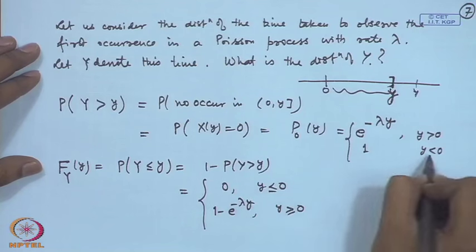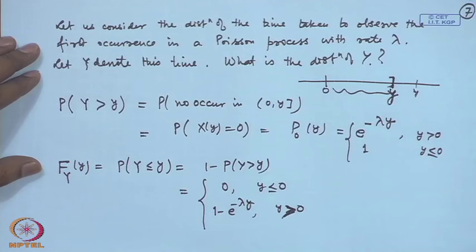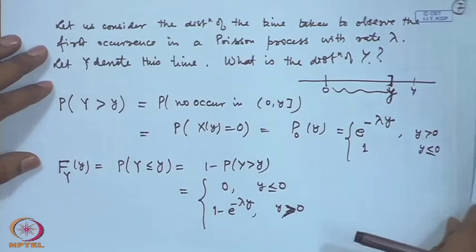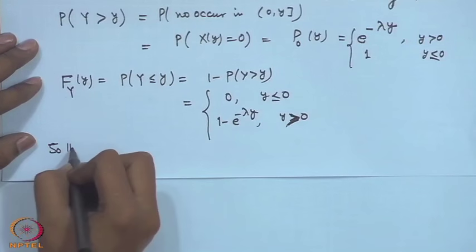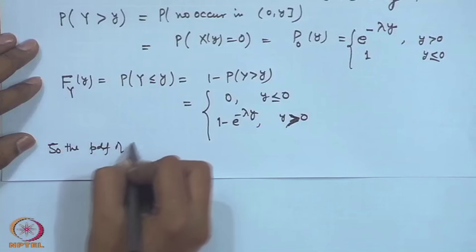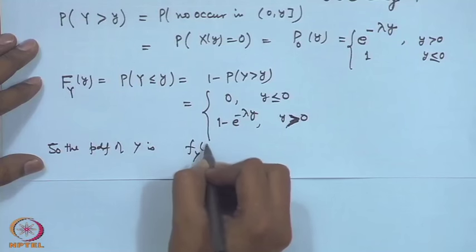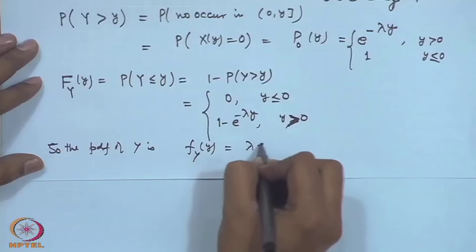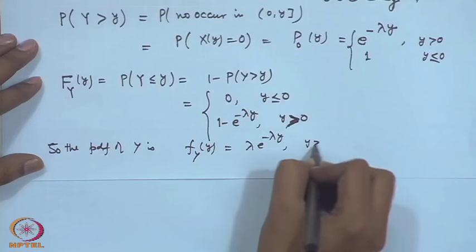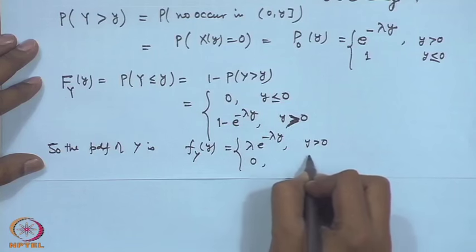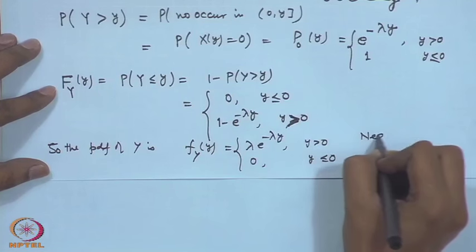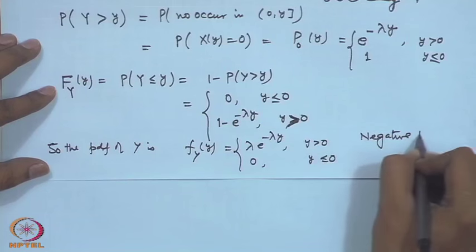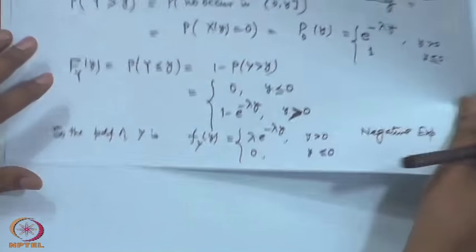I may include 0 here and I can put like this. Therefore, we can obtain the density function. So, the probability density function of y is equal to lambda e to the power minus lambda y for y positive, and it is equal to 0 for y less than or equal to 0. This is known as exponential distribution or negative exponential distribution.